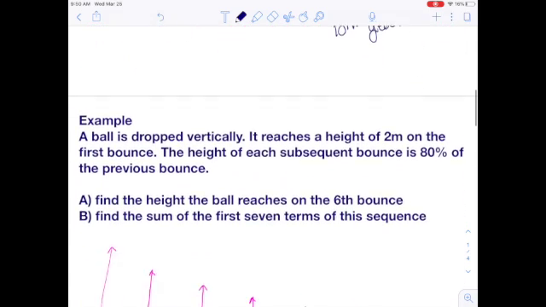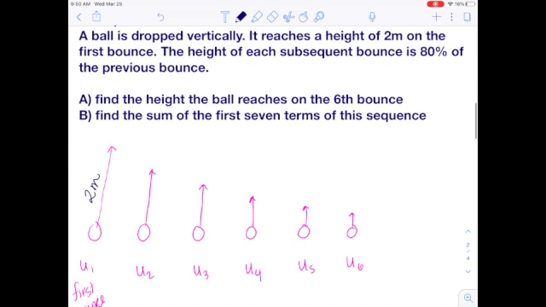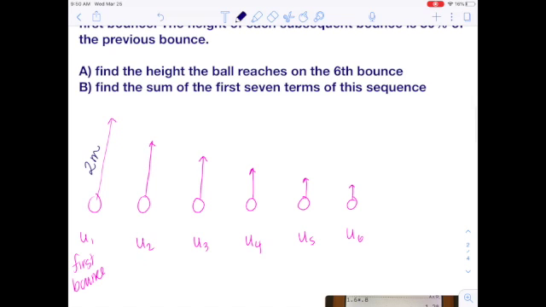Okay, moving on. In this example, we've got a ball that is dropped vertically. So we're only calculating the vertical distance here. It reaches a height of 2 meters on the first bounce. So I drop the ball, and now we're calculating after it hits the ground, it's bouncing back up 2 meters. So that is my first bounce up. I'll call that U sub 1.